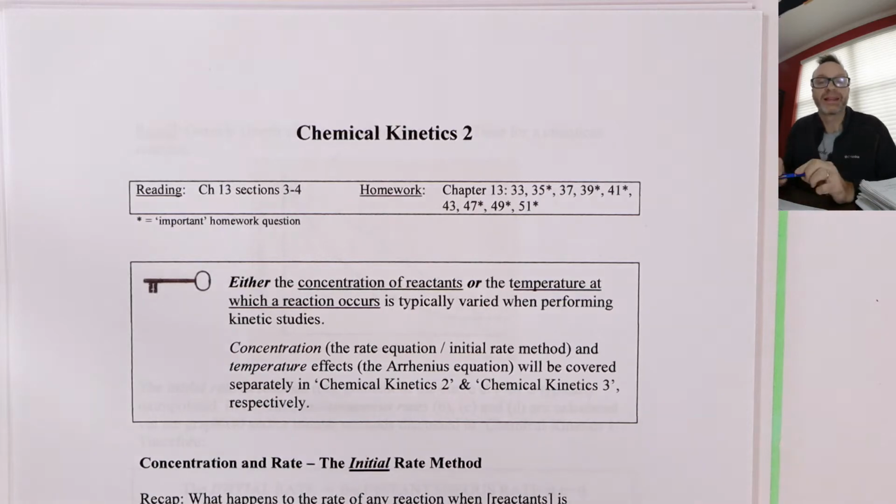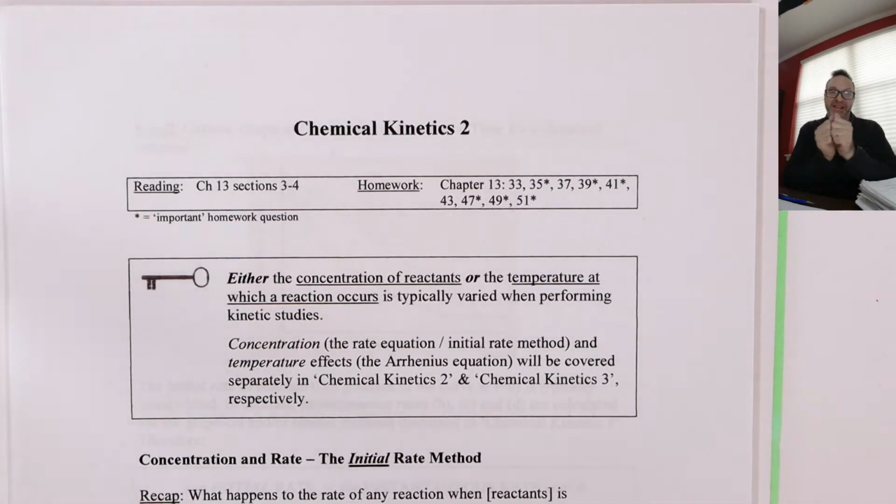Hi everyone. I'm going to start looking at chemical kinetics number 2. Now, if you remember, part 1 was just the basics, right? Remember this? So the rate of a reaction is essentially the rate at which the reactants bump together.